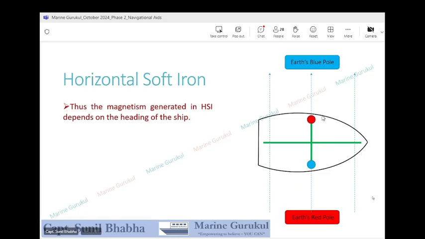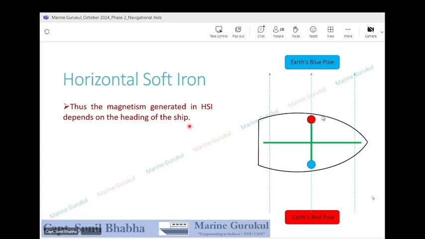Now from this, we are able to understand that the magnetism generated in the horizontal soft iron depends on the heading of the ship. We have seen this ship heading in the northerly direction. There was maximum induction in the fore and aft longitudinal, and there was zero induction in the athwartship beams. You can imagine it in this way now. Let us assume that this particular ship, which was heading in a northerly direction, now changes its heading and alters its course, and now it is heading in the east-west direction.